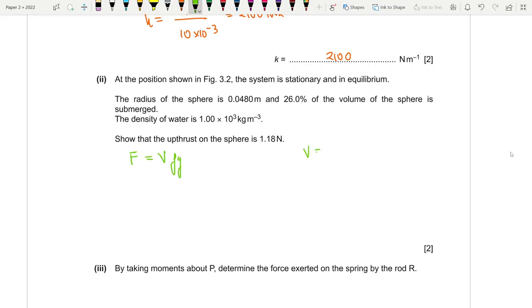So let's find out the volume that is submerged. That's basically 4 by 3 into pi r cubed times 26%, right? So let's do this. 4 by 3 into pi, what's the radius? It's 0.0480, pi r cubed, into 26%.